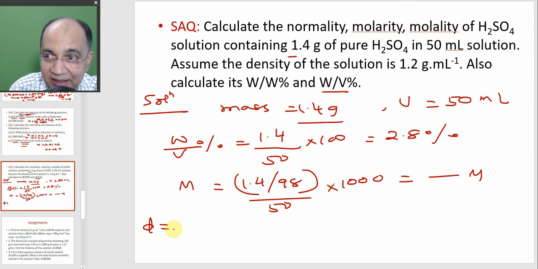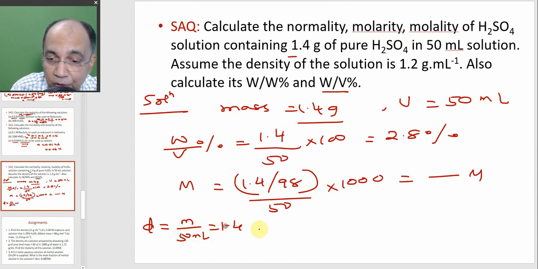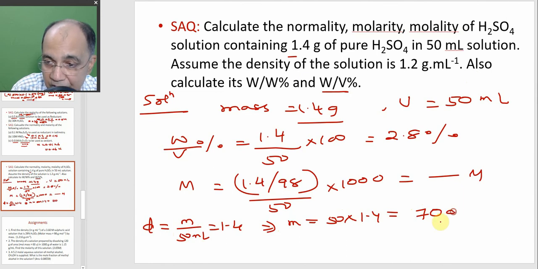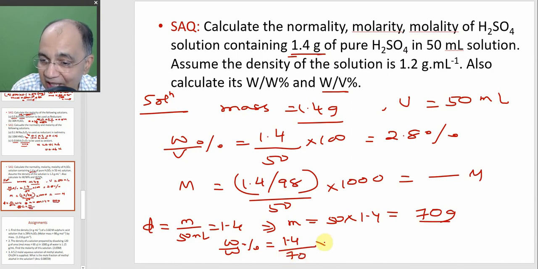And molality and other things, they need density data, right? Let us find out the mass of 50 ml solution. So mass by 50 ml is equal to 1.4, which means mass is 50 into 1.4, that is 70 grams. So 70 grams is the mass of 50 ml solution. To find W by W percent is very easy. The mass of the solute is 1.4, 1.4 by mass of the solution 70 into 100. So you find out that is W by W percent.